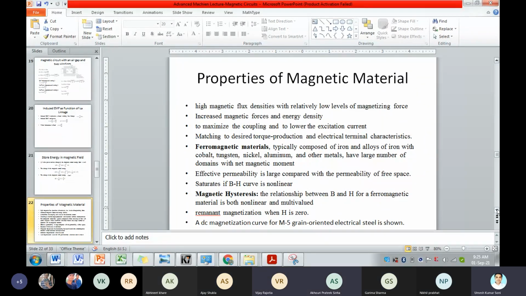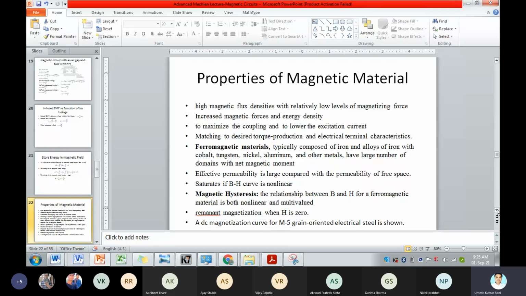Yes, sir. So here you can see that the higher flux density is the essential requirement with lower level of magnetizing force. मतलब अगर हम करंट कम से कम दे रहे हैं और ज्यादा से ज्यादा फ्लक्स डेंसिटी हमें मिले, meaning there is no loss and there is no delay in the flux setup. ओके, और जो सैचुरेशन होता है, there should not be any saturation in the magnetic material.